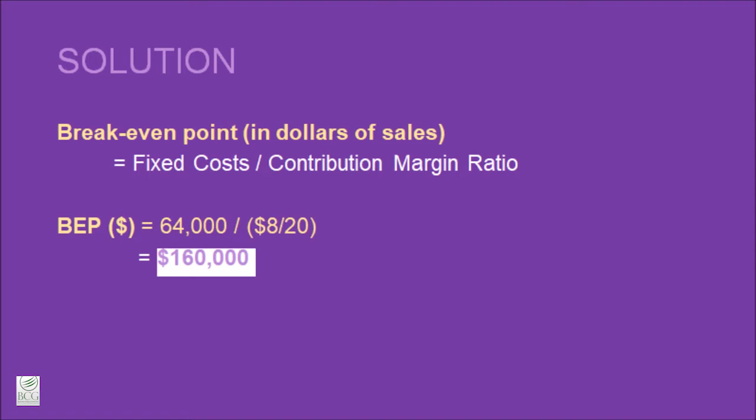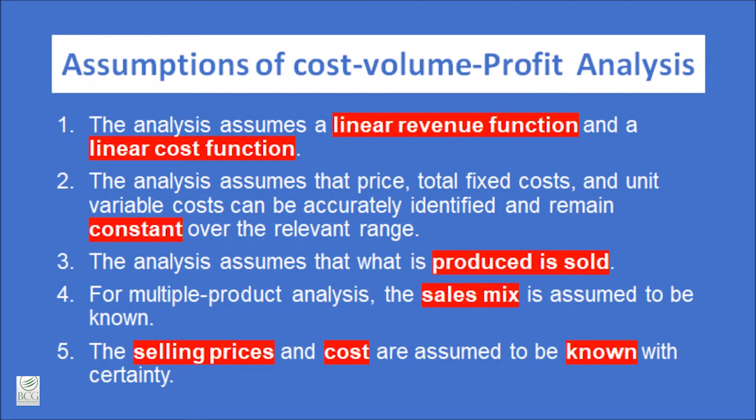The next slide will show you the assumptions of the cost volume profit analysis. With that, we have here assumptions of cost volume profit analysis presented here. First, the analysis assumes a linear revenue function and a linear cost function. Second, the analysis assumes that price, total fixed costs, and unit variable costs can be accurately identified and remain constant over the relevant range. Third, the analysis assumes that what is produced is sold.